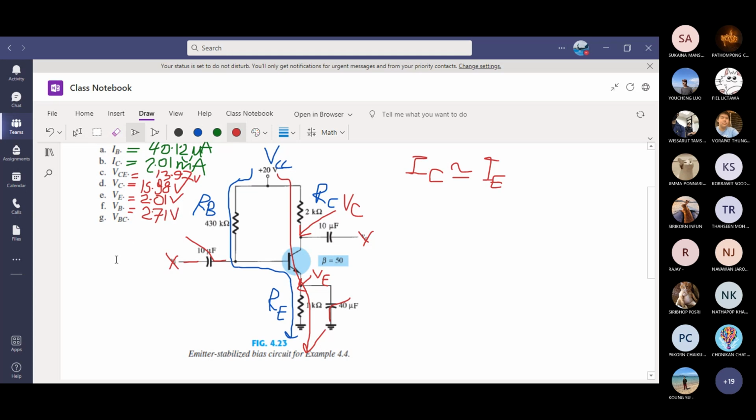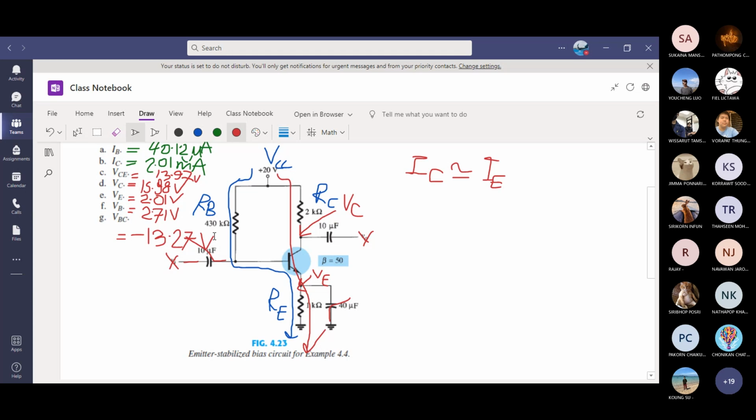Finally, the last person is doing VBC. What is VBC? Minus 13.27. So it is reverse biased with 13.27 volts. From base to collector, it has to be reverse biased. You may even write 13.3. So that is the example with emitter stabilized bias.